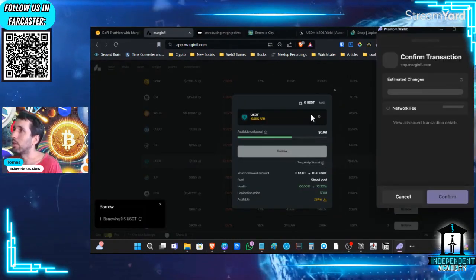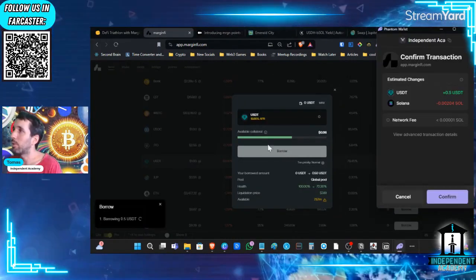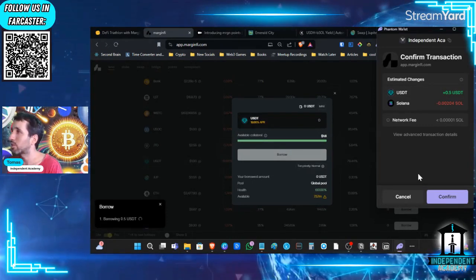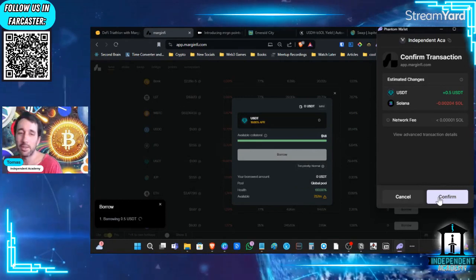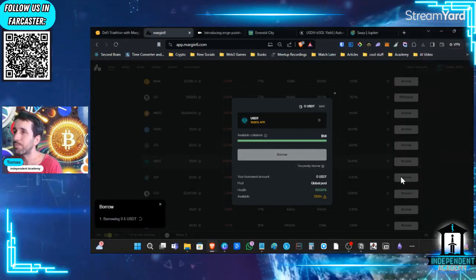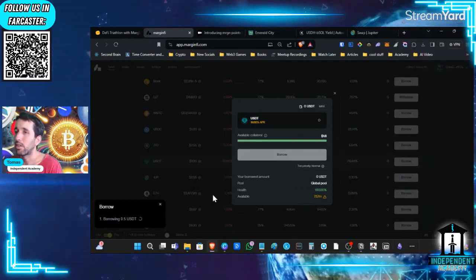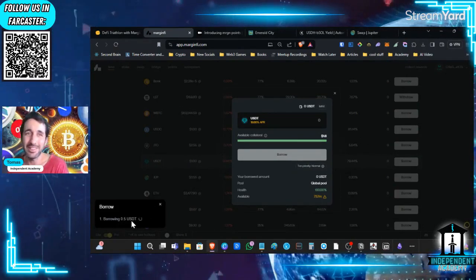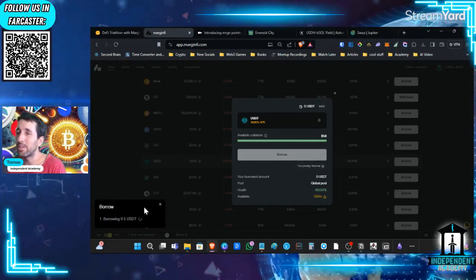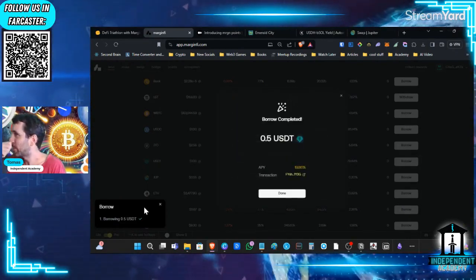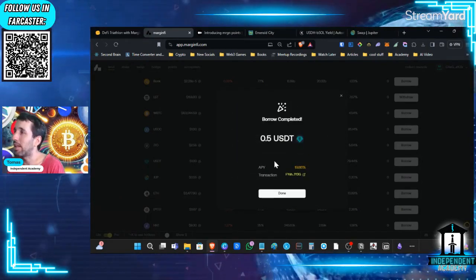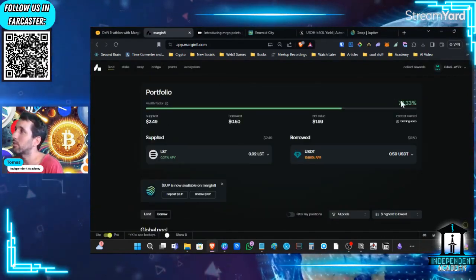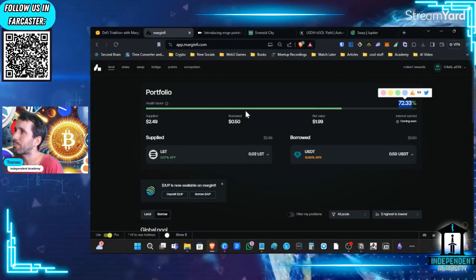All right, so we click how much, we click on borrow, we can tell by the green bar how much risk we are taking, and now we just confirm. We are borrowing 50 cents of USDT. We are on our way to becoming millionaires. All right, borrow completed, and we are paying 19%. Our health factor is 72%.